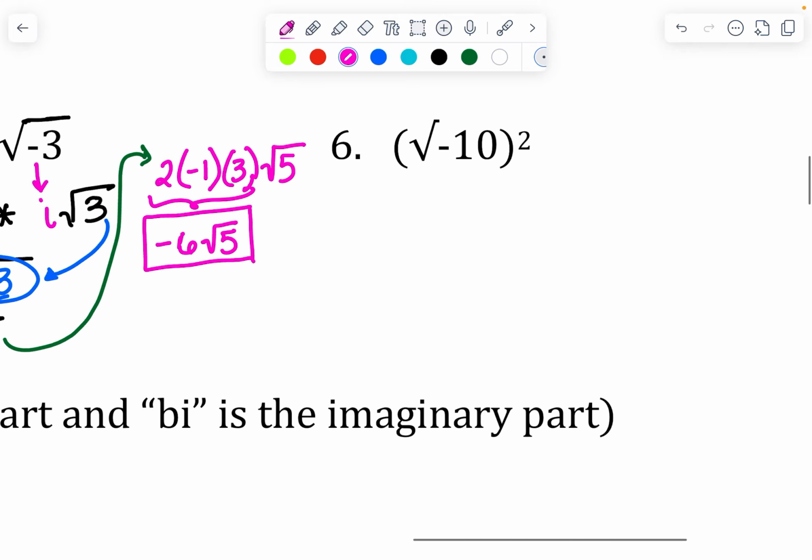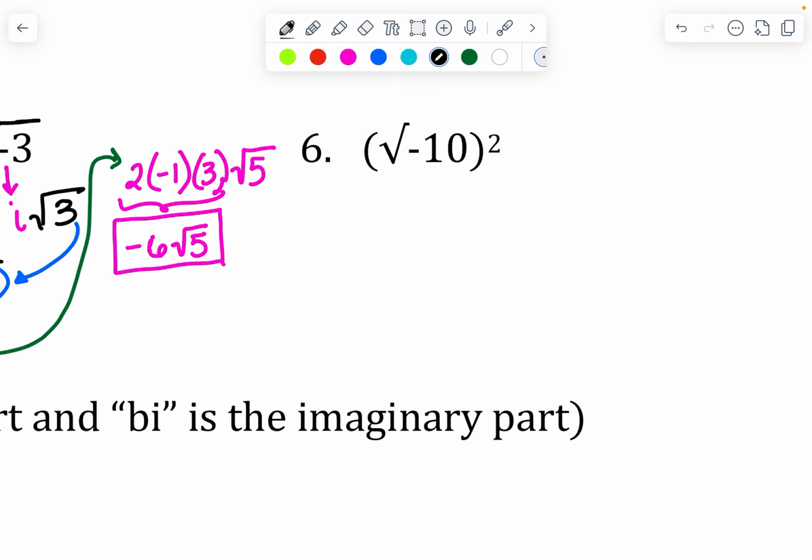Take a look at number 6. This one's easy peasy lemon squeezy. Your squares cancel out your square roots. Your answer is negative 10. That's it.